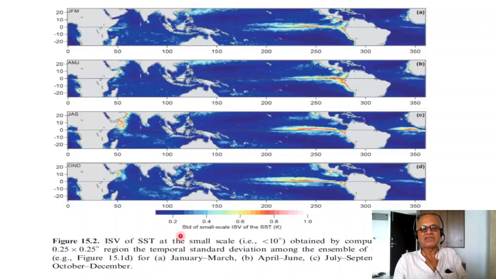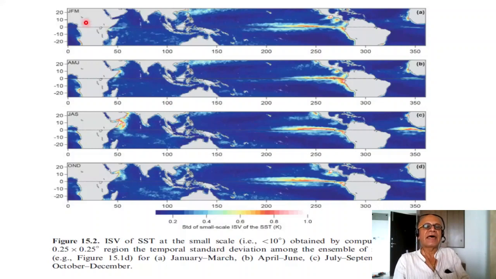Here we are simply looking at intraseasonal variability of sea surface temperatures at a small scale, so less than 10 degrees in longitude and latitude, so that's order 1,000 kilometers. This is obtained by computing, for each 0.25 by 0.25 degree region, the temporal standard deviation among ensembles of residual fields shown in the previous figure.